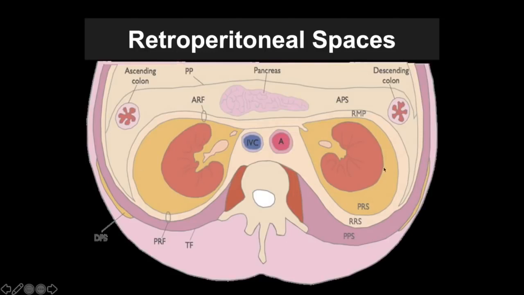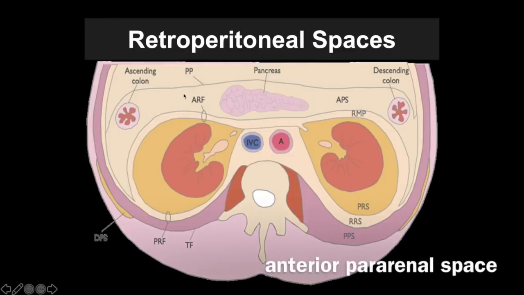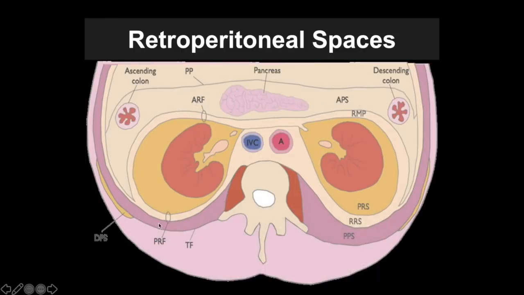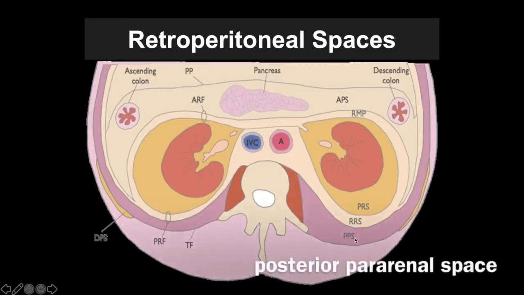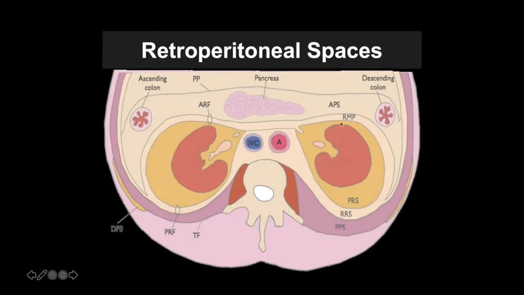Anterior to the perirenal space, we have the anterior pararenal space, and posteriorly here, where it says PPS, we have the posterior pararenal space. Things that are important to know are the structures in the anterior pararenal space. Again, these are all retroperitoneal structures. We have the pancreas here. We have the ascending and descending colon that are also retroperitoneal structures sitting in the anterior pararenal space.